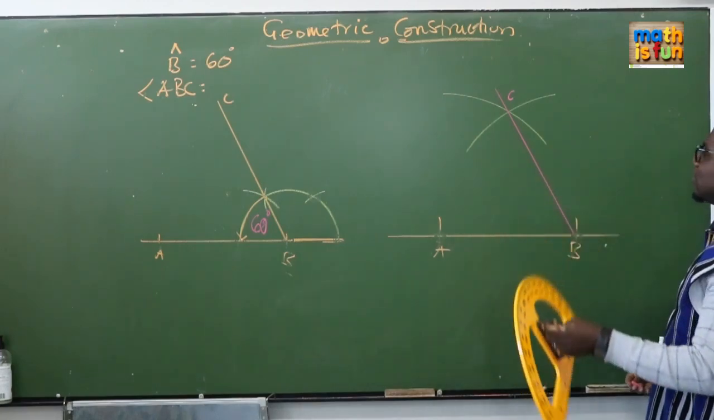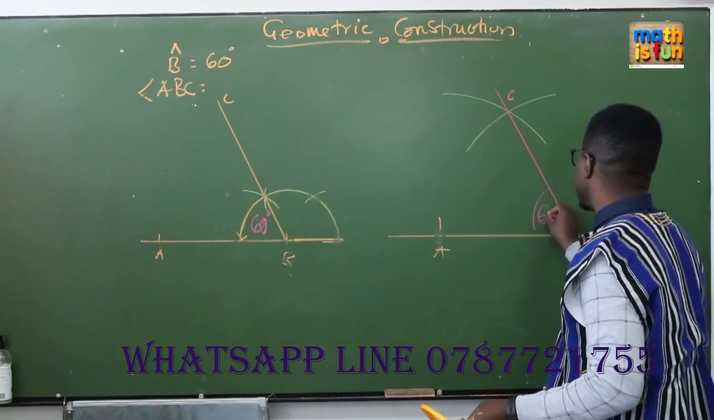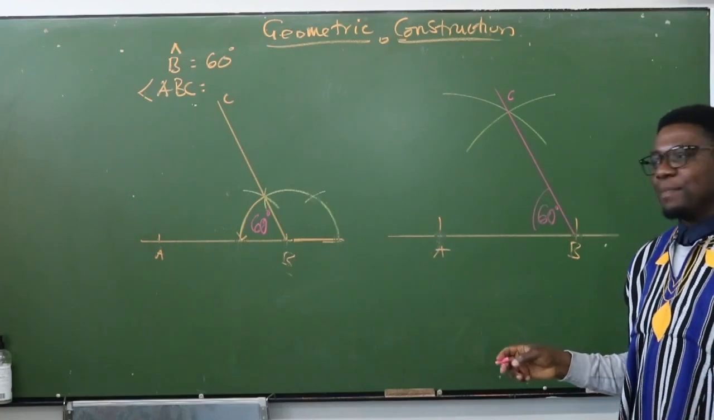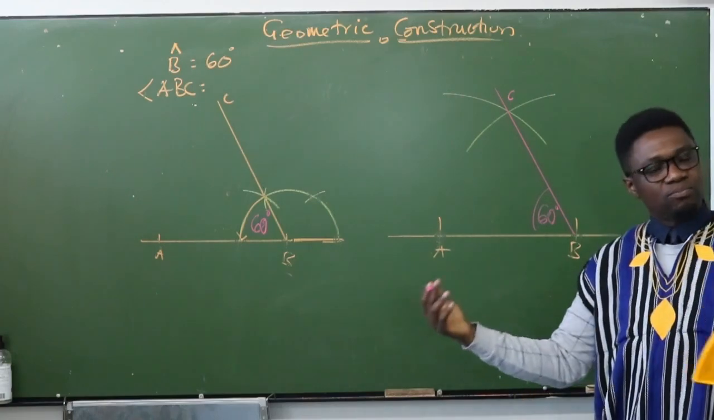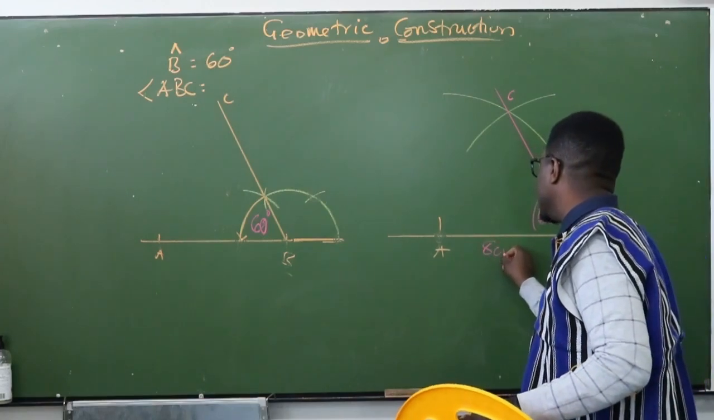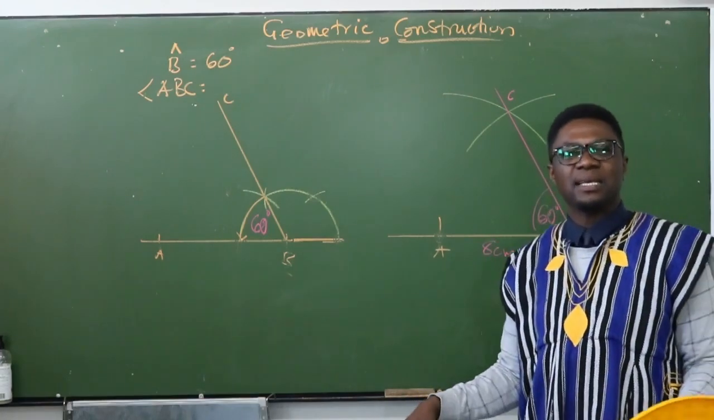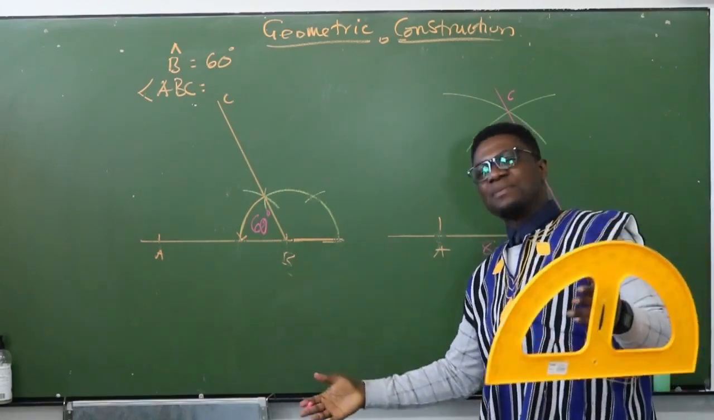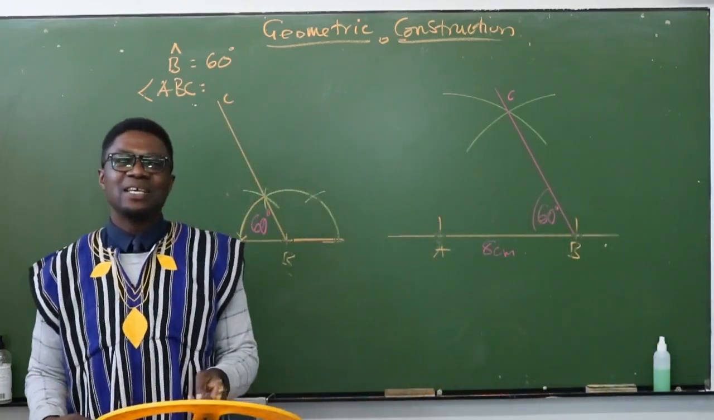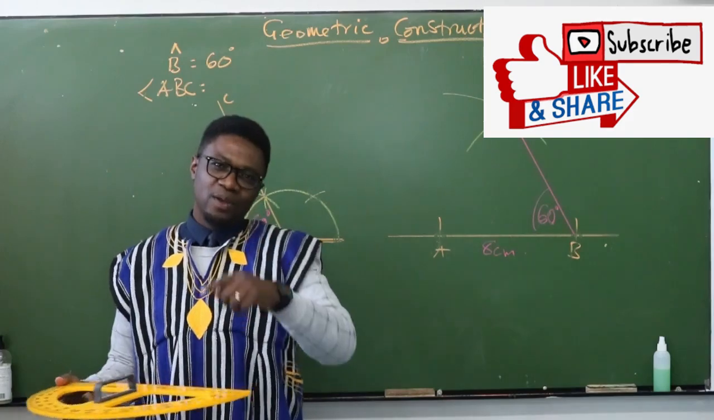So this construction also gives me what? 60 degrees. I write it in there. In a case whereby you are given line AB to be a certain measurement, please write it there. If line AB is 8 centimeters, just write it there. That you constructed a line segment AB, which is what? 8 centimeters.